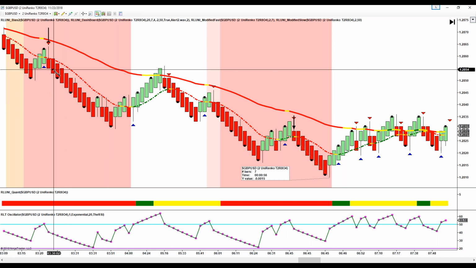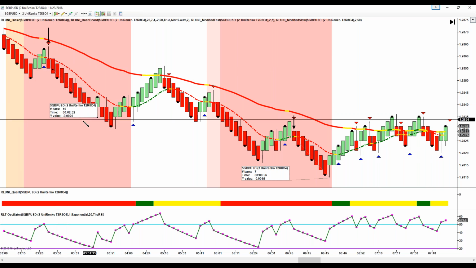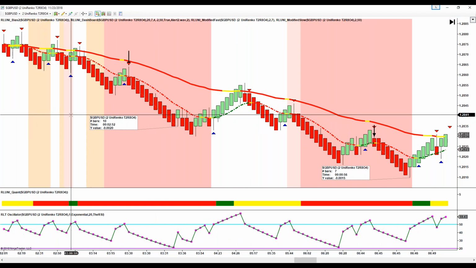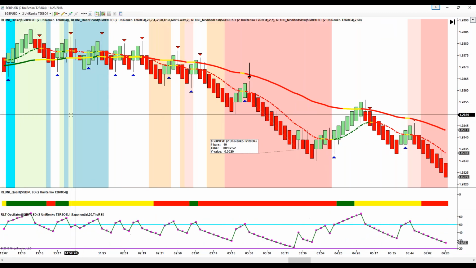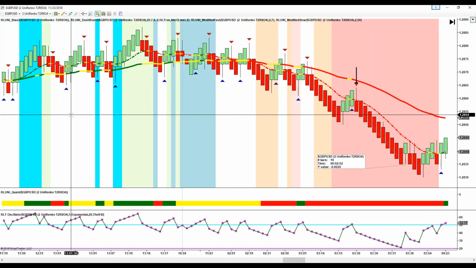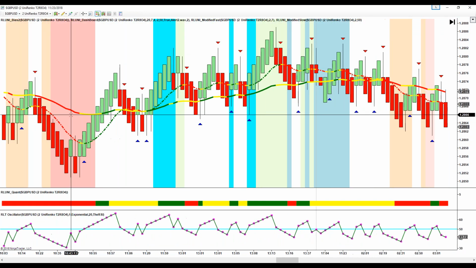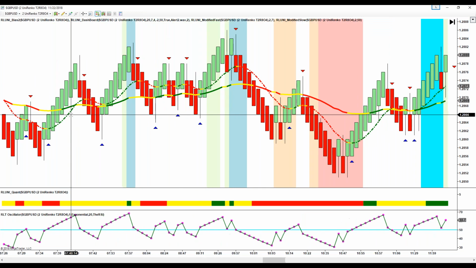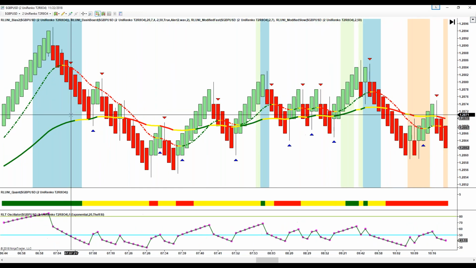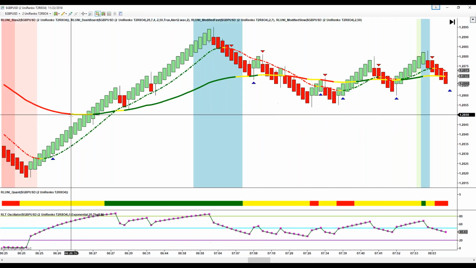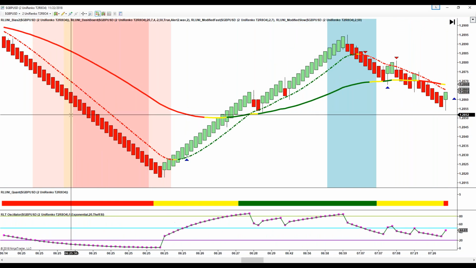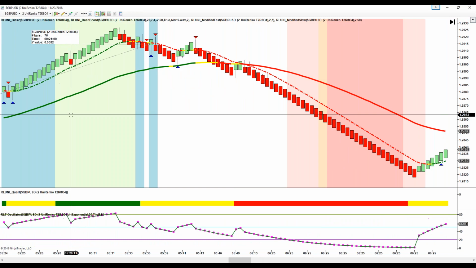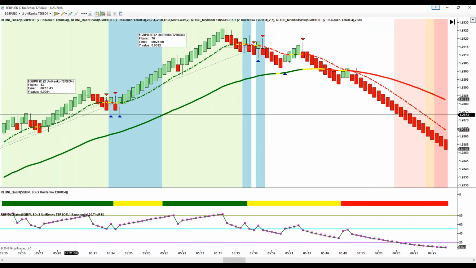So I'm telling you, your losing trades here are going to be slim, are going to be rare. And that's why your equity curve is really going to skyrocket. Because out of every 10 trades, you're probably going to get 8.5 to 9 winners, maybe even higher. Here's another trade. Look at this trade.